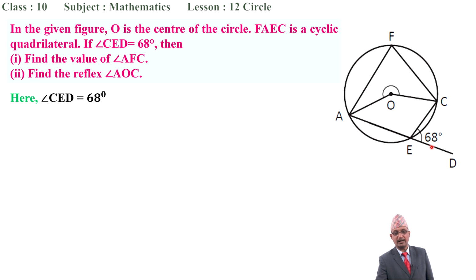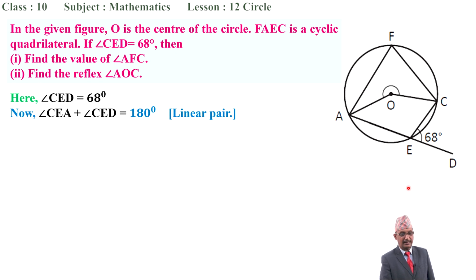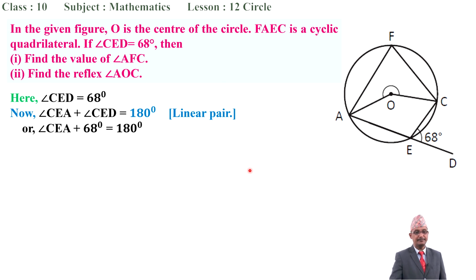By adding these two angles, angle AEC and angle CED, we get a straight line. And a straight line is how many degrees? 180 degrees. So we can write angle AEC, or you can write angle CEA, plus angle CED equals 180 degrees. What reason have we written here? Linear pair. Linear means a straight line, pair means two. So by adding two angles, we have got a straight line. That's why we have written linear pair.